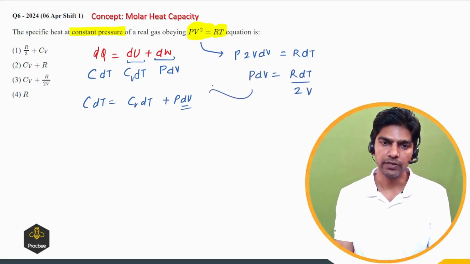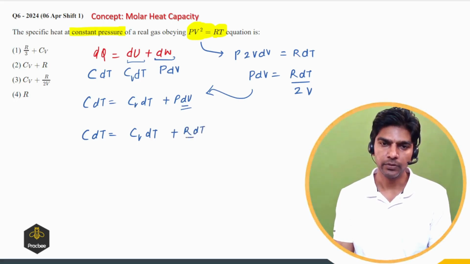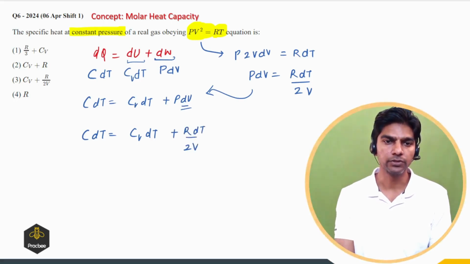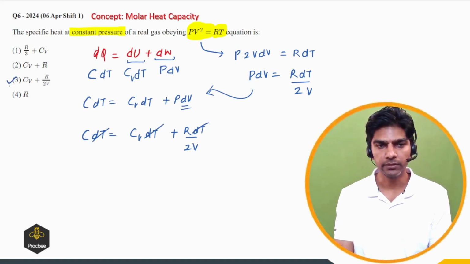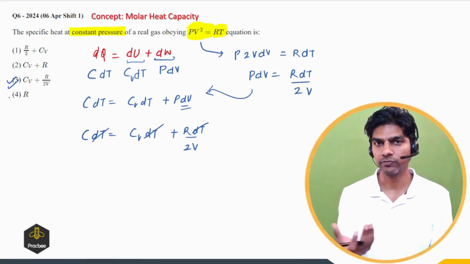So now let us substitute this value in this equation. So we will get C dT equals CV times dT plus R dT upon 2V. Now from this equation we can eliminate dT, right? And you can see option 3 is the right answer. So here we have found the molar heat capacity for that particular process.